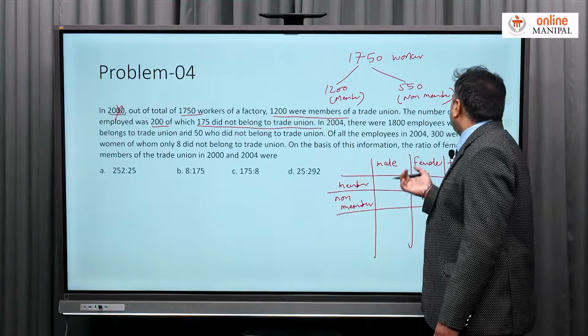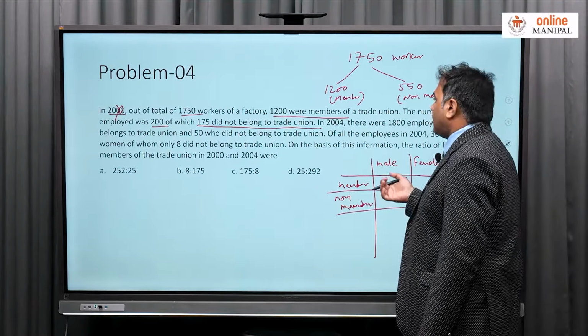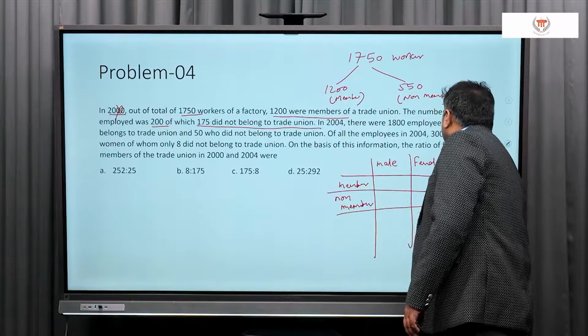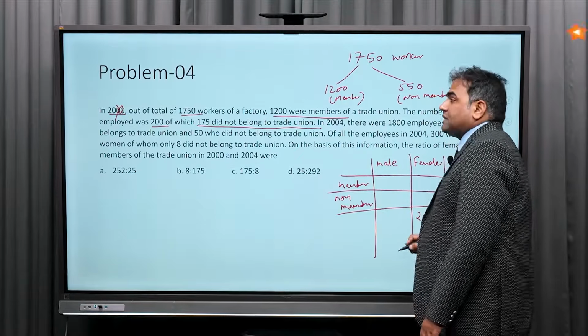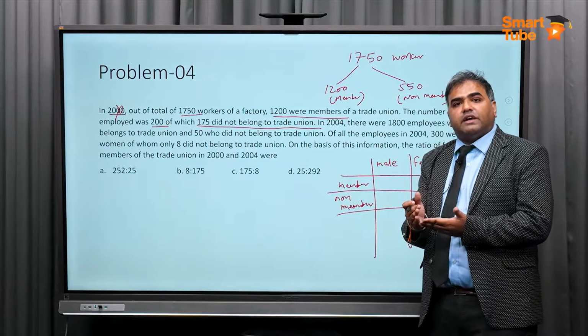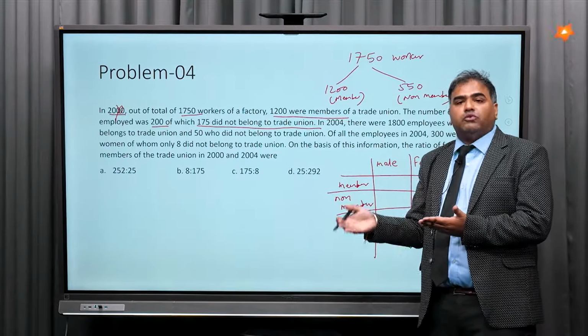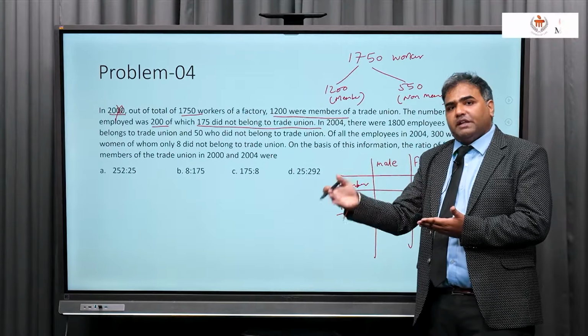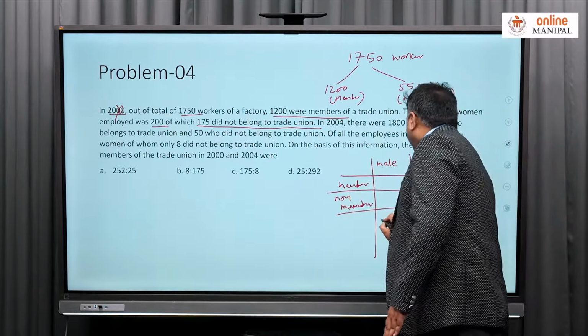Then what else have they given? The total number of females was 200. So total female is 200. Very simple, if in total you have 1750 and 200 are female, how many would be male? 1750 minus 200, you will get 1550.